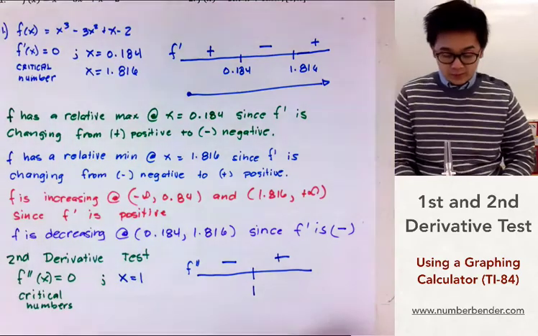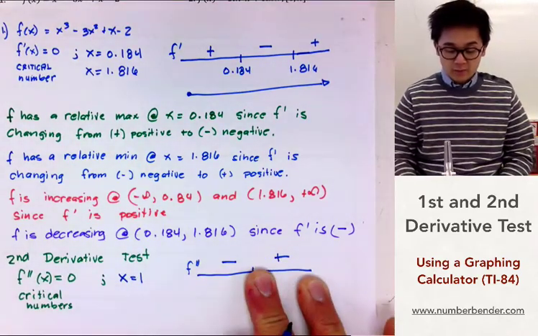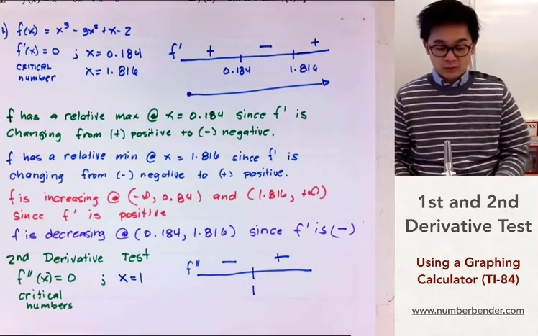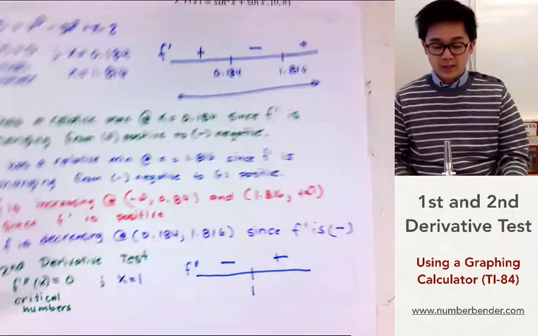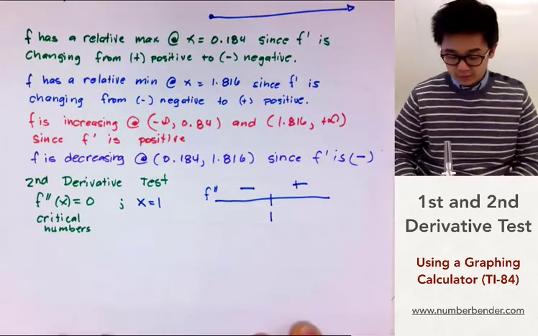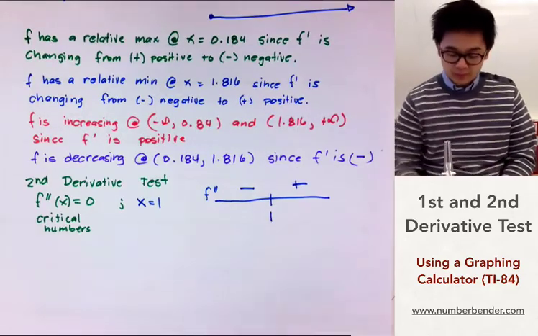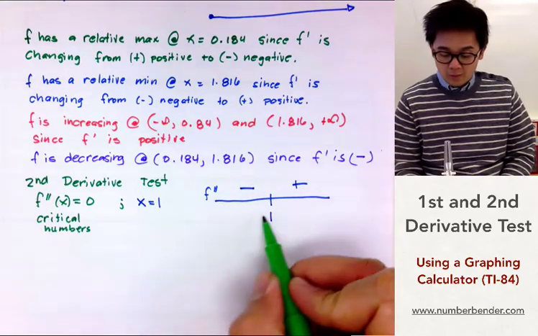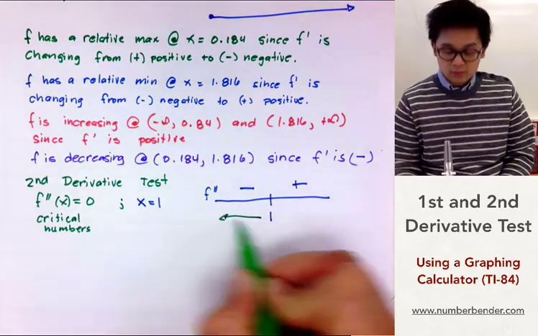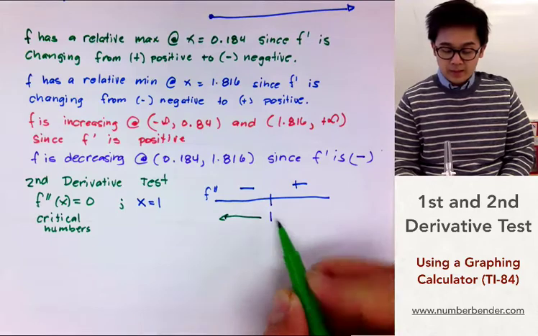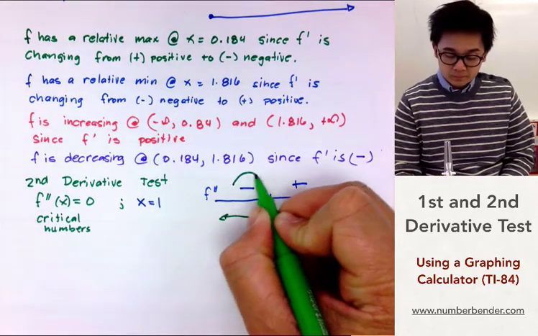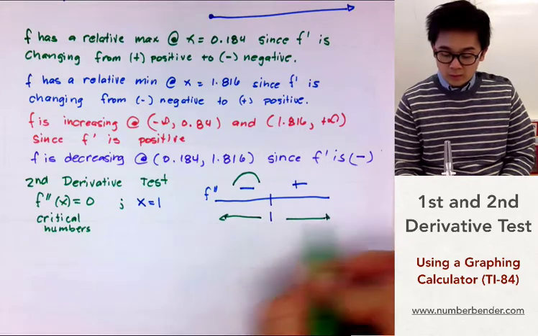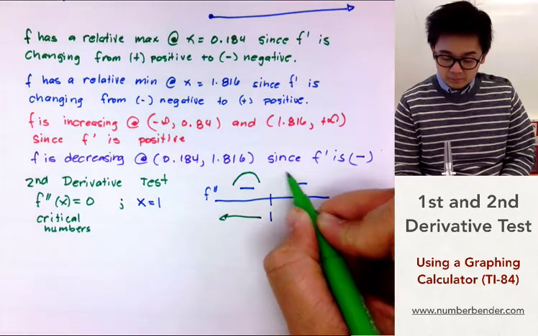So now we can use our sign chart for the second derivative to determine the concavity and the point of inflection. So let's start with concavity. So we know that it's concave down from 1 to the negative infinity, and we know it's concave up from 1 to the positive infinity.